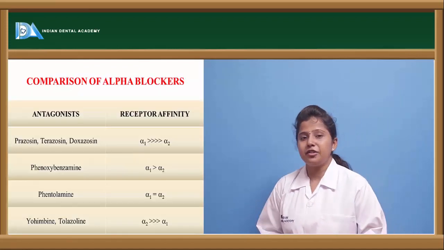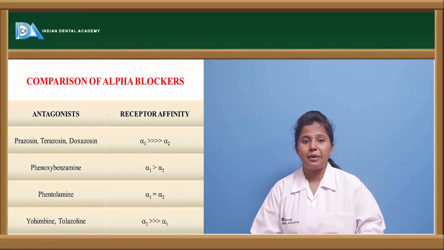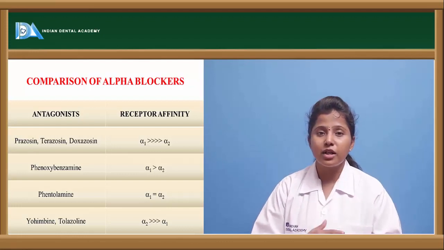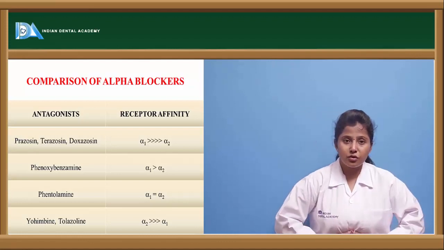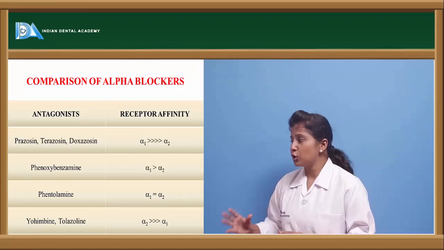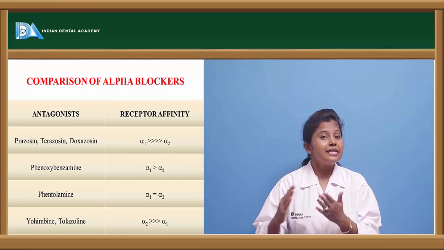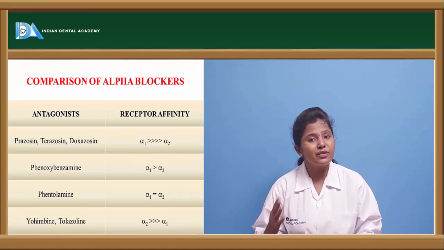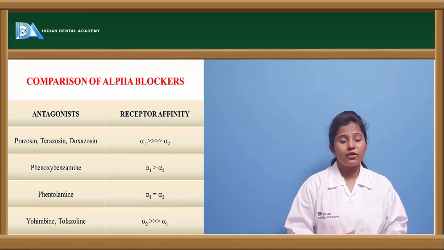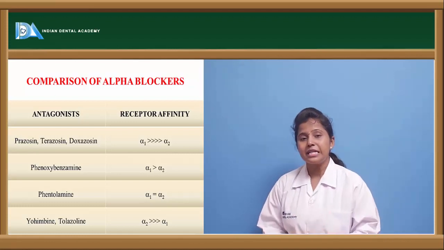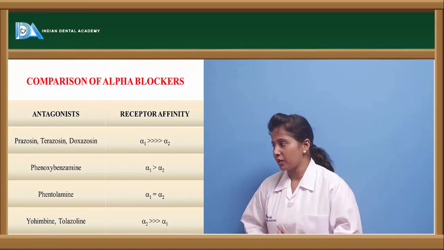Let us see the comparison of the drugs, the affinity of the drugs towards the alpha receptors. If you take prazosin, terazosin and doxazosin, we categorize these drugs as alpha-1 receptor antagonists, because the affinity of these drugs towards alpha-1 receptors is highly more when compared to alpha-2 receptors.